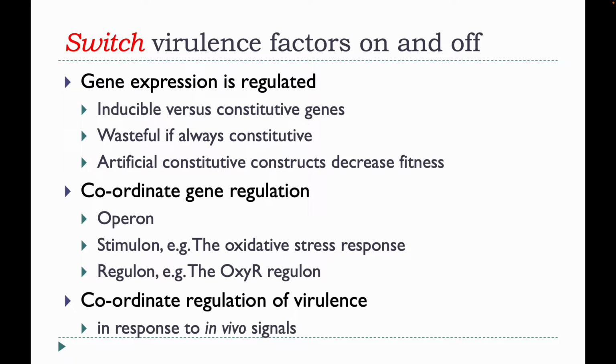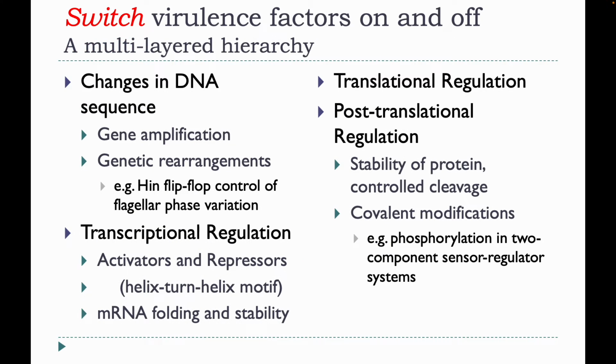They coordinate their regulation of virulence in response to the signals that they're encountering within the host. And this is often a multi-layered hierarchy that they have available to them. They can have just changes in the DNA sequence, so the dose of a gene can go up. There are genetic rearrangements, so a regulator that's turning a gene on can flip over, so it gets switched off, or it flips over from expressing one gene to regulating expression of another gene.